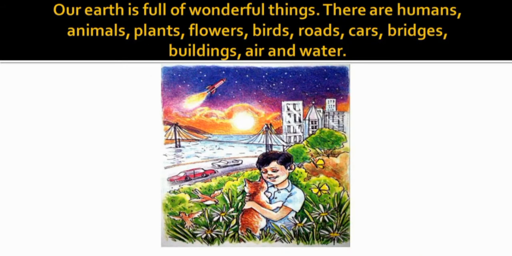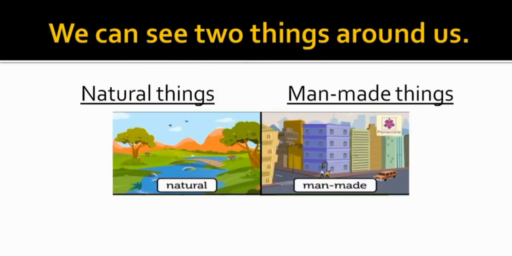As you know, our earth is full of wonderful things. There are humans, animals, plants, flowers, birds, roads, cars, bridges, buildings, air and water. As you can see all these things in the picture. We can see two kinds of things around us. Either the thing is a natural thing, which is naturally present in the environment, or it's a man-made thing.